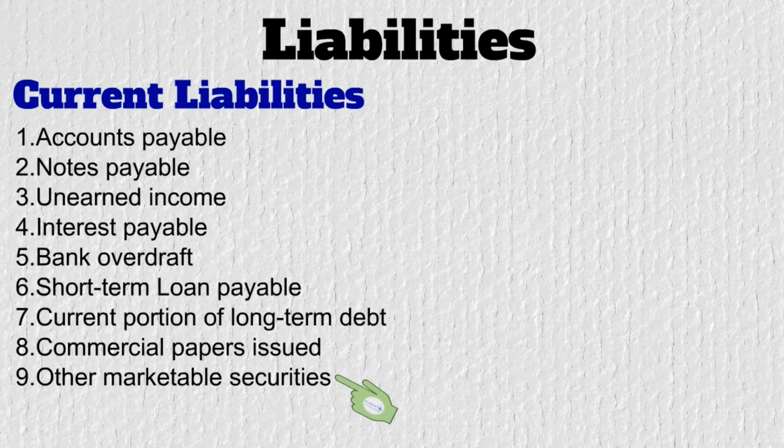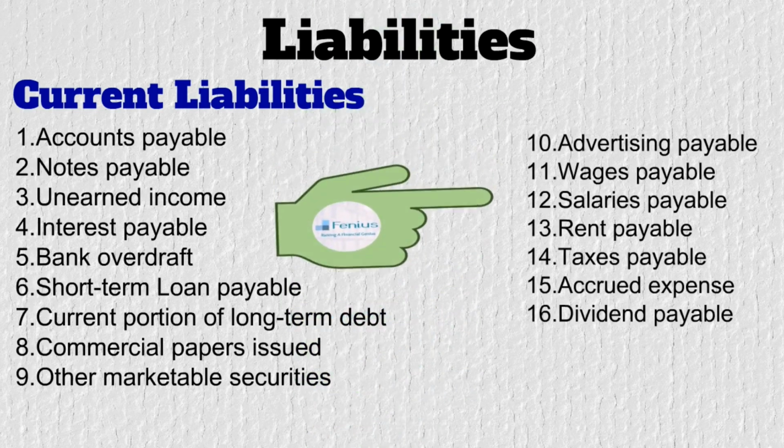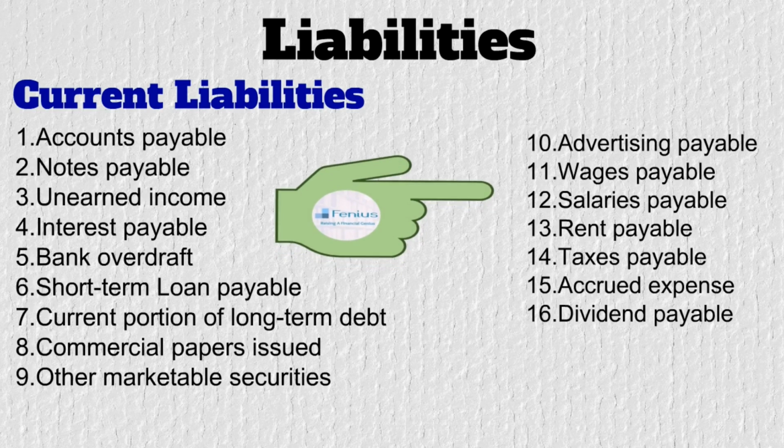Then commercial papers are bills or short-term debt financing instruments. If you have issued a commercial paper, you need to record this as your current liability. Then other marketable securities, which means any marketable security that you have issued to generate the sources for your organization will be considered as your liability. Then we have advertising payable, wages payable, salaries payable, rent payable, taxes payable. These all are payables and we can have many other payables.